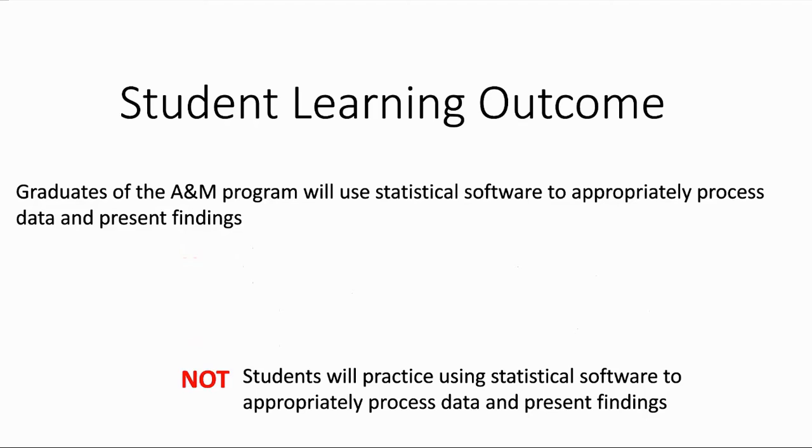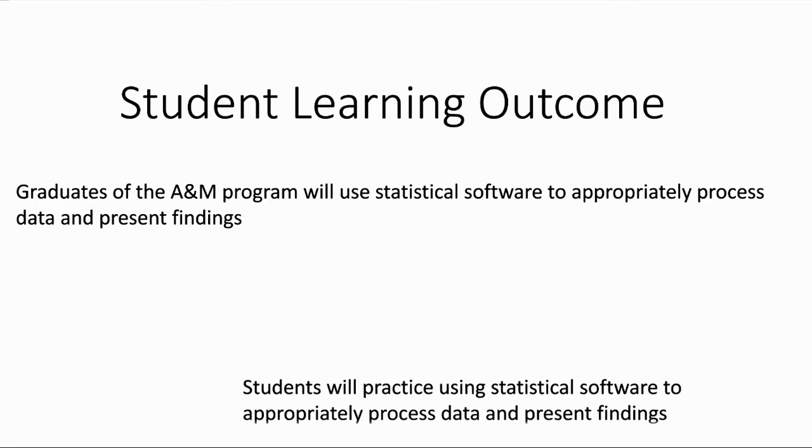So it's about the actual result. It's not about what they do or the interventions, the classes that they do to get there. It's can they actually do the thing? So a counterexample will be students will practice using statistical software to appropriately process data and present findings. That is totally true. They're going to have lots of opportunities to practice, but at the end of the day, the outcome is that they will be able to actually use it, process data, present findings.